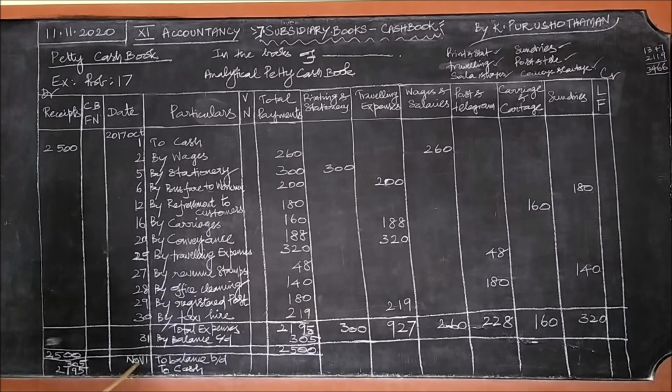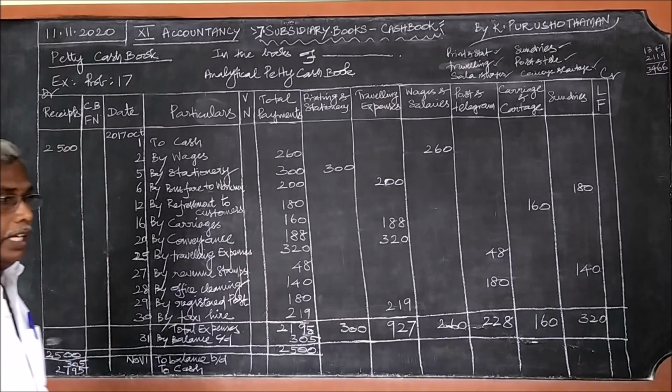To meet the November expenses, how much should be got from the main cashier or head cashier? We bring the amount that we spent. So this probable imprest amount will be 2,500. That is the important thing. Okay, right.